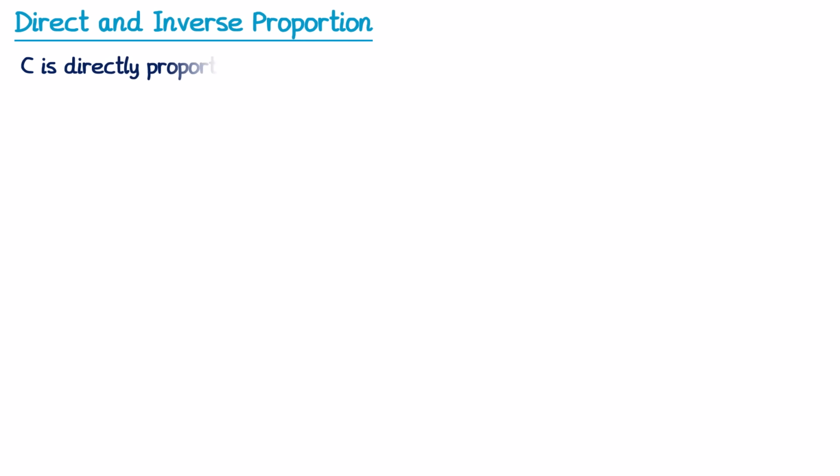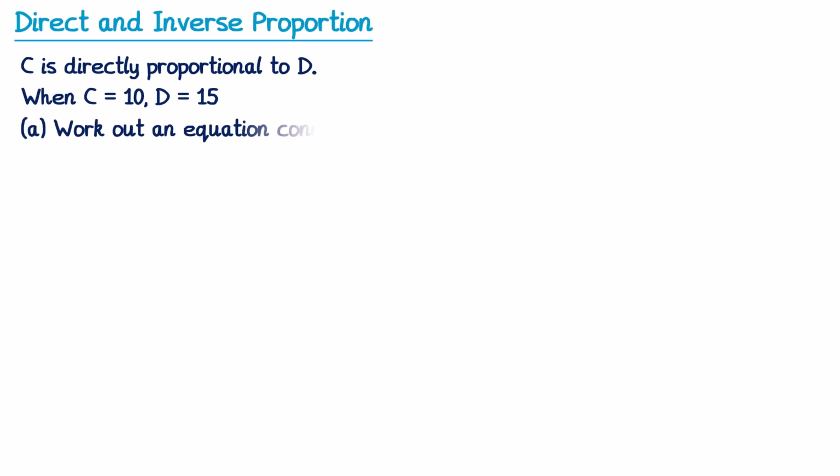Let's have a look at another example of this. So this time we're going to use different letters, but C is directly proportional to D, and we've been told that when C is 10, D is 15, and we need to work out that equation that connects C and D.